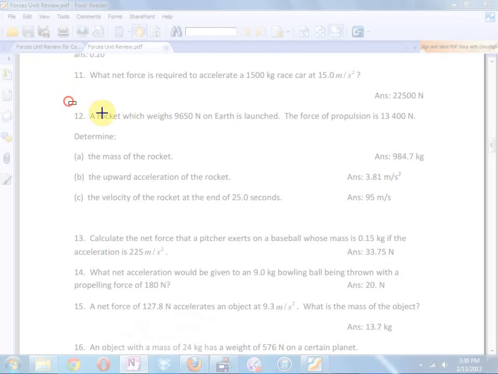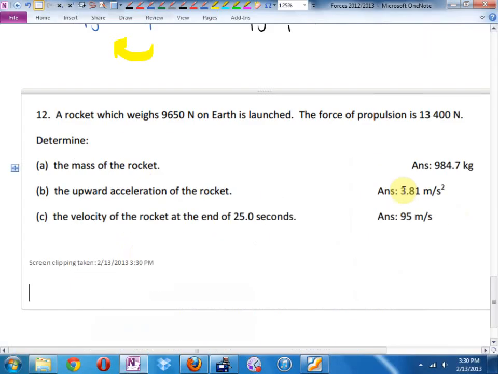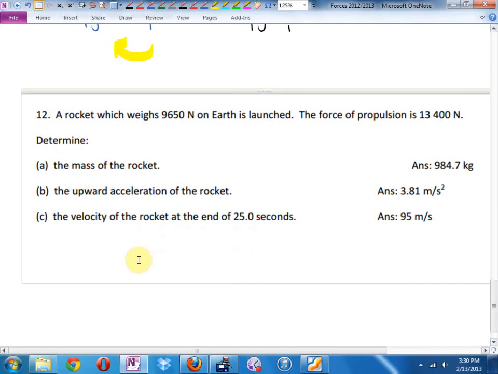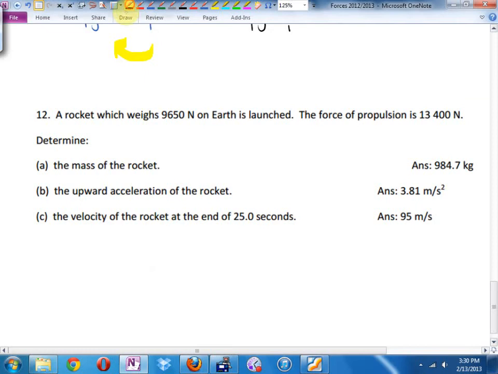So what we're doing, Jordan, is just changing the numbers to make a whole new question. You ready? Something like this. A rocket which weighs, let's do our trick of putting a 1 in front of it, 19,650 newtons. A big rocket is launched. The force of propulsion is 65,000 newtons. I'm just making numbers up. This could be going way too fast, but I'm just making them up.